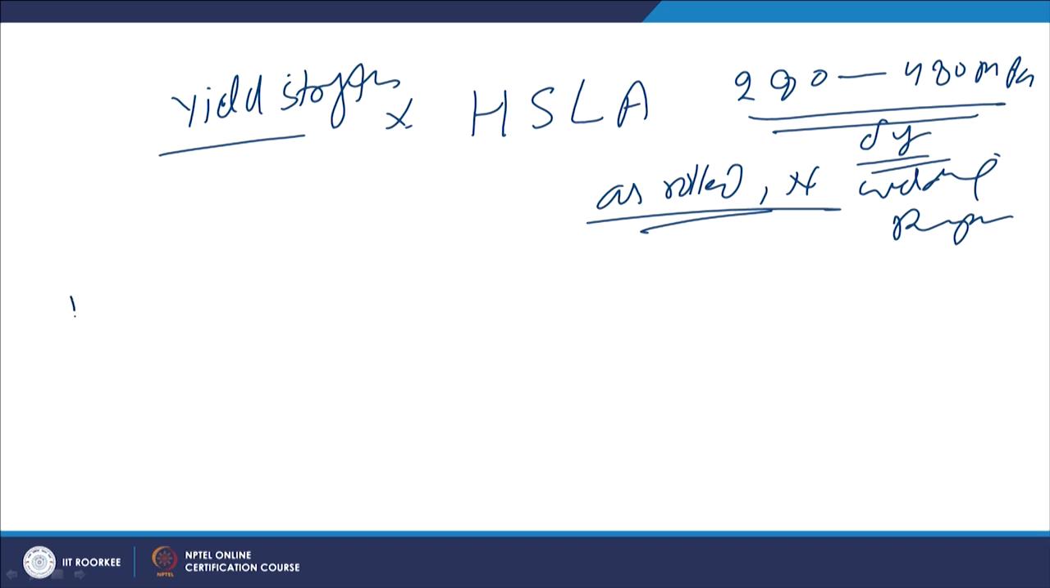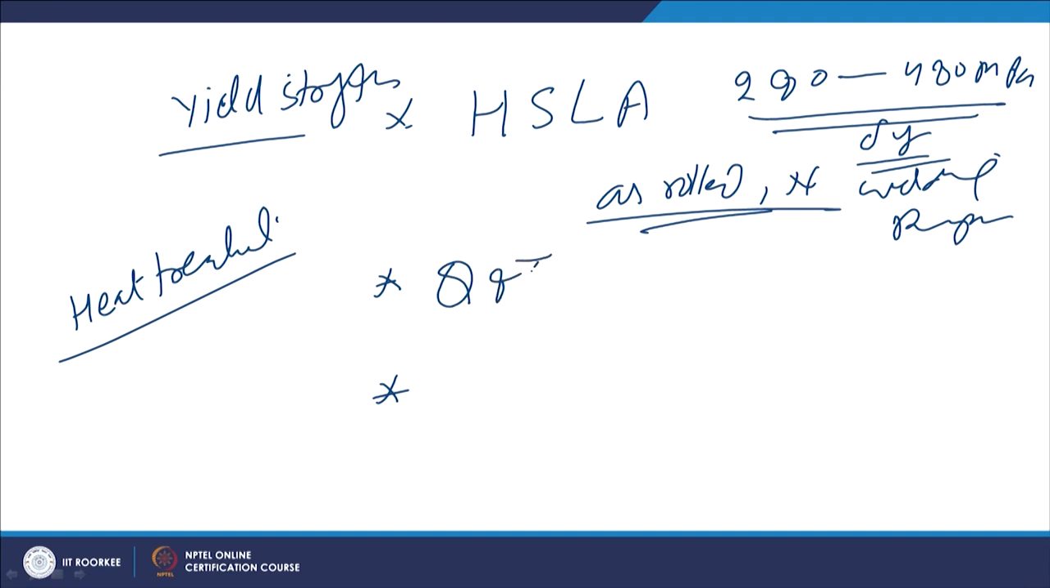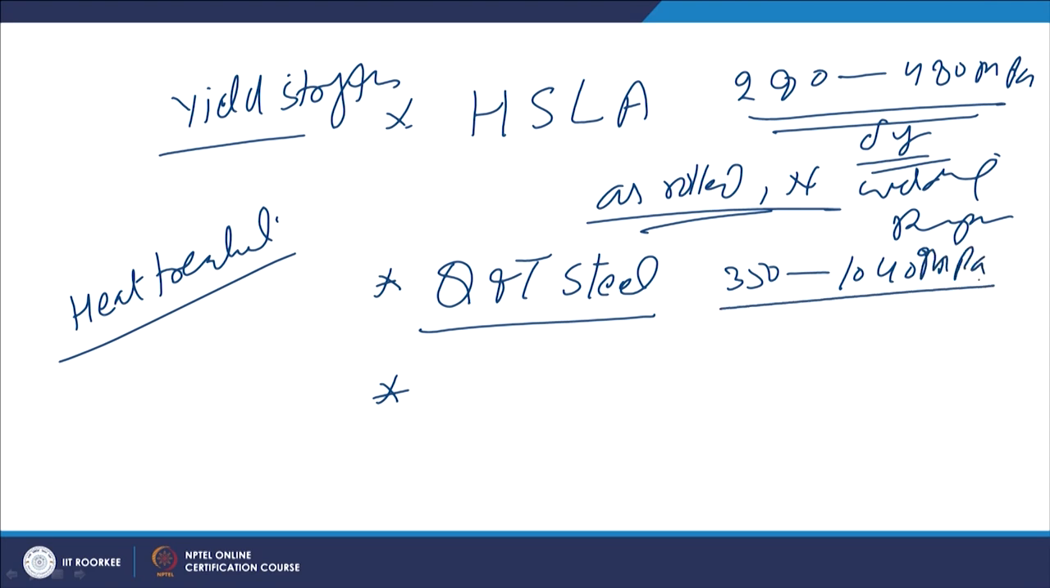The third grouping is based on the heat treatment aspects. There are two categories of steels in this group. One is the quenched and tempered steel. These steels are quenched followed by tempering, so that a higher strength range can be realized. They are designed to have a yield strength from 350 to about 1040 MPa, and mostly these are welded in the heat treated, QNT condition.